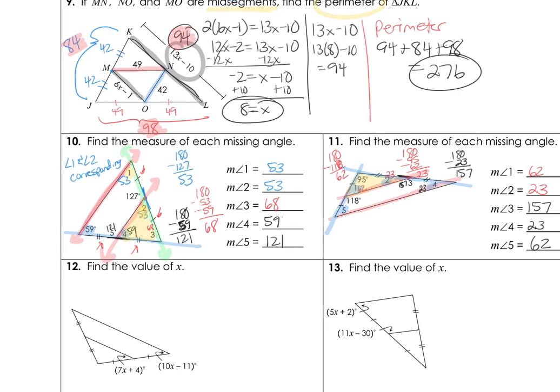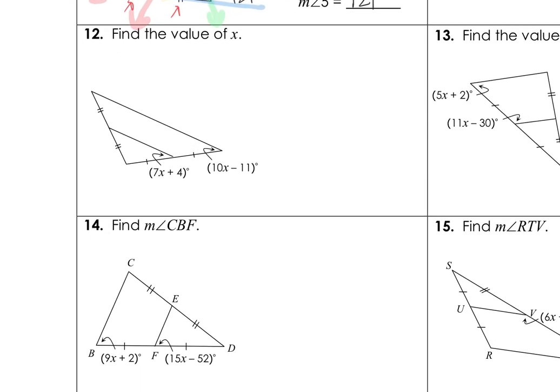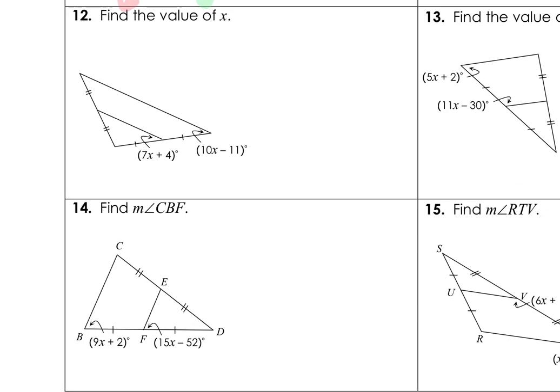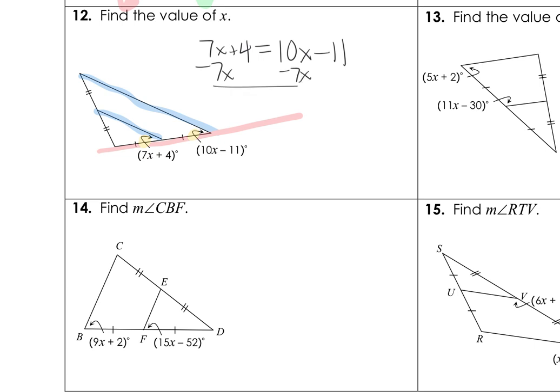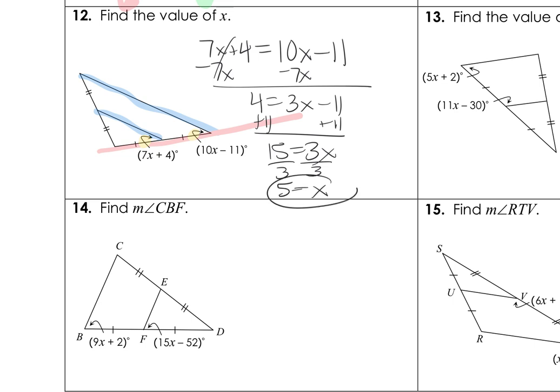Okay. Now the rest of these are all going to work out the same. So you can see on number 12, I've got my parallel lines. This would be your transversal, which means we are looking at corresponding angles. They have to be equal. So my equation is going to be 7x plus 4 equals 10x minus 11. We can solve that one, and we get x equals 5. And that's all you had to do there, just find x.